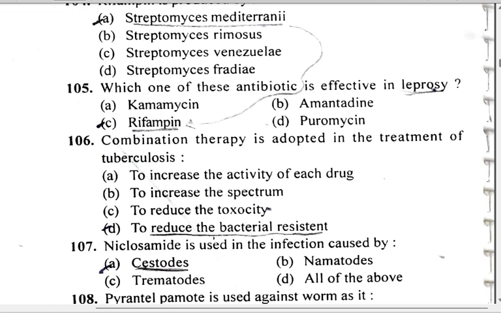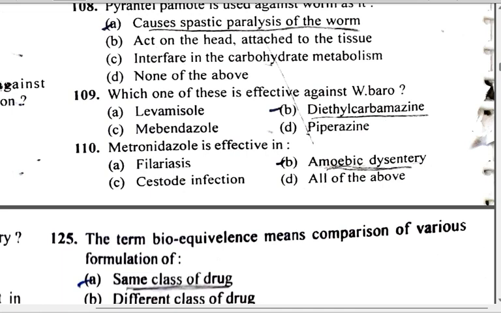Niclosamide is used in the infection caused by cestodes. Pyrantel pamoate is used against worm as it causes spastic paralysis of the worm. Which one of these is effective against Vibrio? That is diethylcarbamazine. Metronidazole is effective in amoebic dysentery.